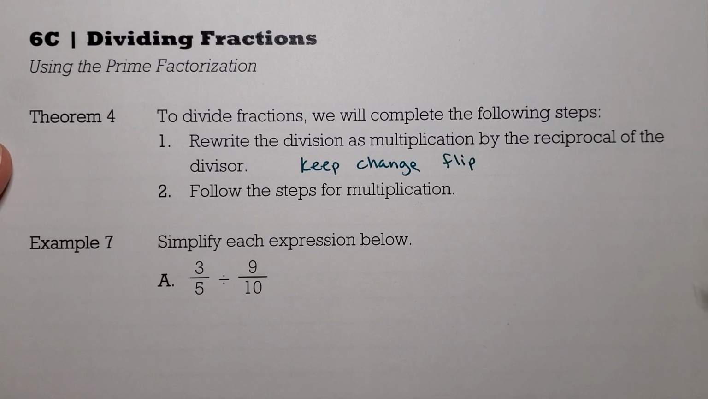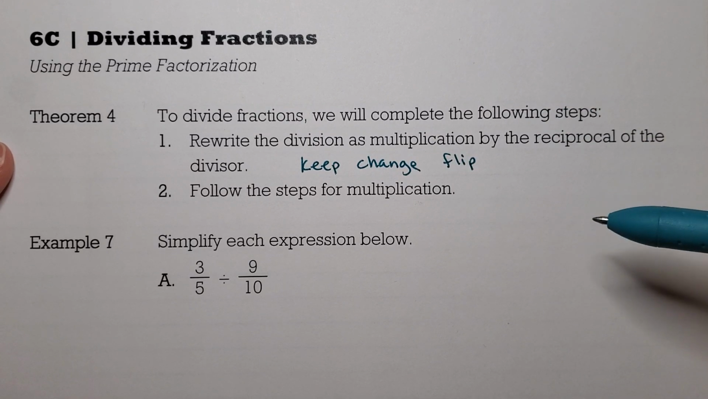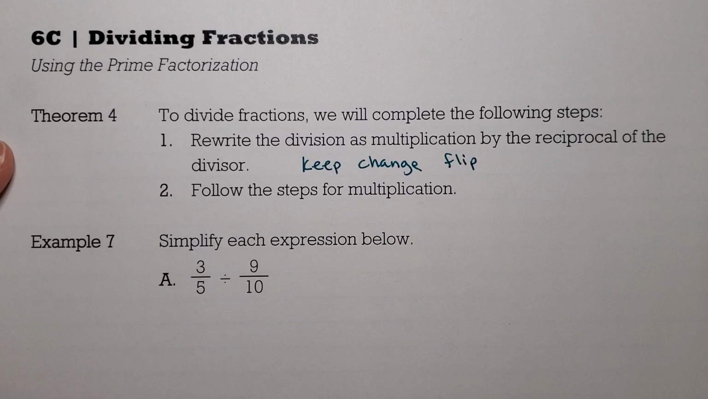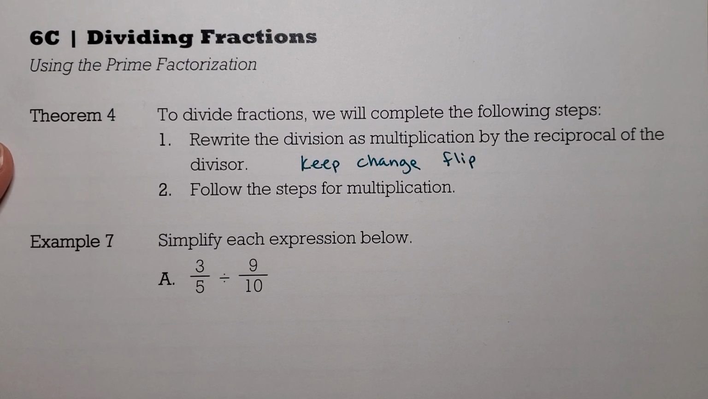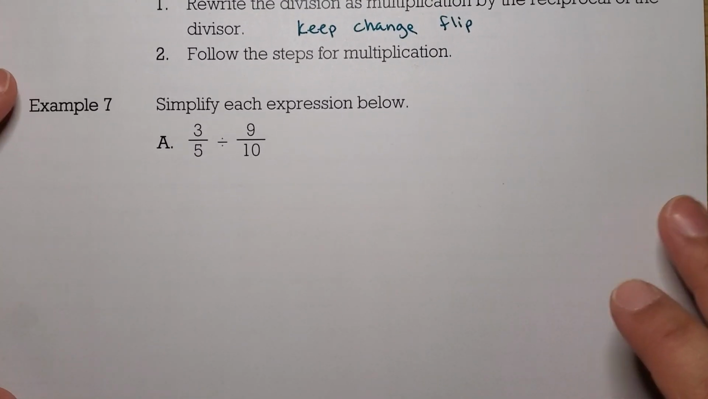In the last video, when we carried out the steps for multiplication, we did the multiply across method and then simplify. In this video, we're going to use the prime factorization technique. So we're going to be working through the same problems, just in a different way. And ultimately, you're going to be able to decide whichever technique you prefer. All right, so let's go ahead and work through this first example.